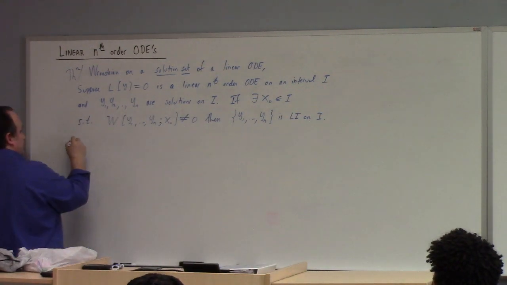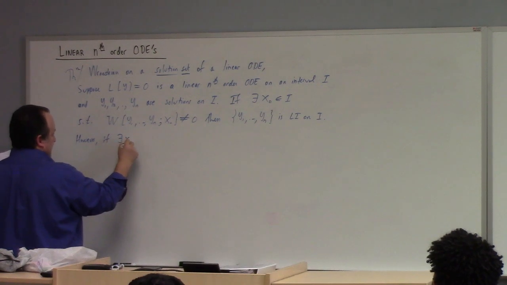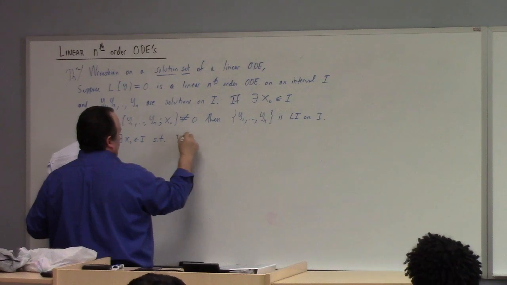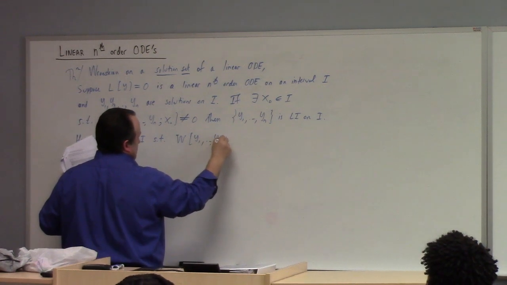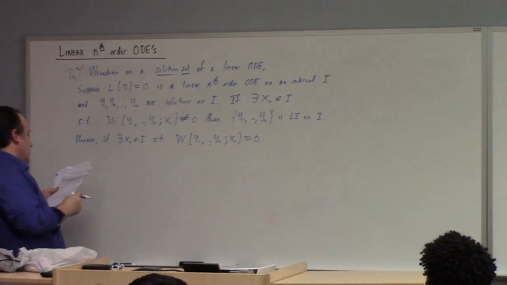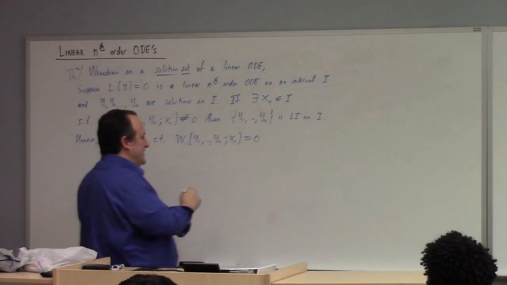On the other hand, however, if there exists x naught in I such that the Wronskian at that point is equal to 0, then the set of solutions is linearly dependent.